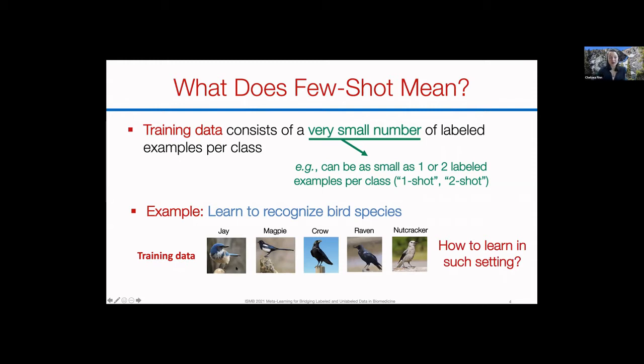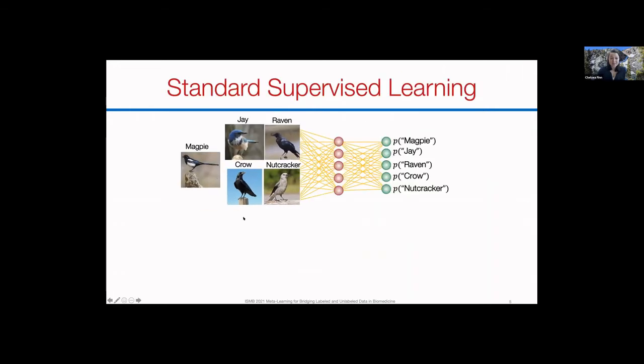So how do we actually go about doing this? Well, in standard supervised learning, the way that this would work is you take your training data and then train it to predict magpie for the corresponding image, Jay for the corresponding image, and so on and so forth.